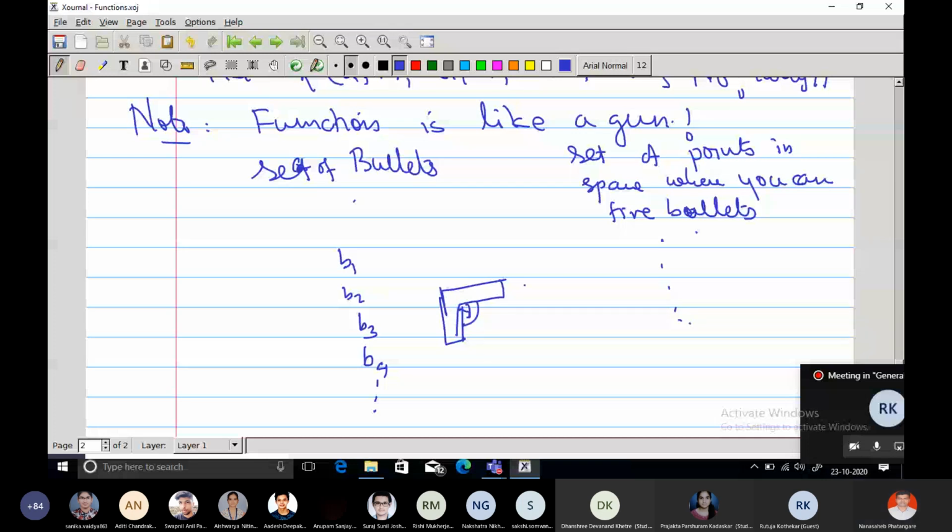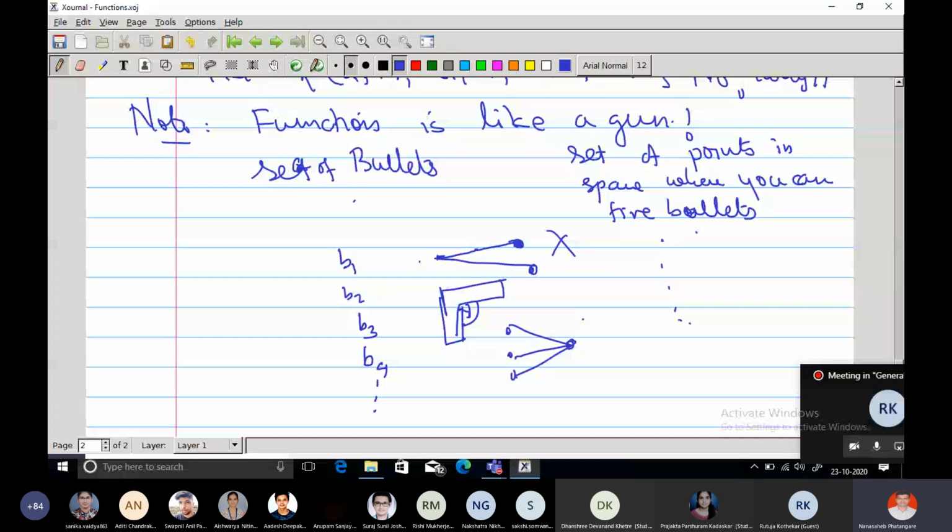If you take a single bullet, is it possible to fire a single bullet at two distinct points? No, sir. You cannot fire a single bullet at two distinct places. But it is possible that you can fire many bullets at the same point. This is possible. And that's why a function is like a gun.